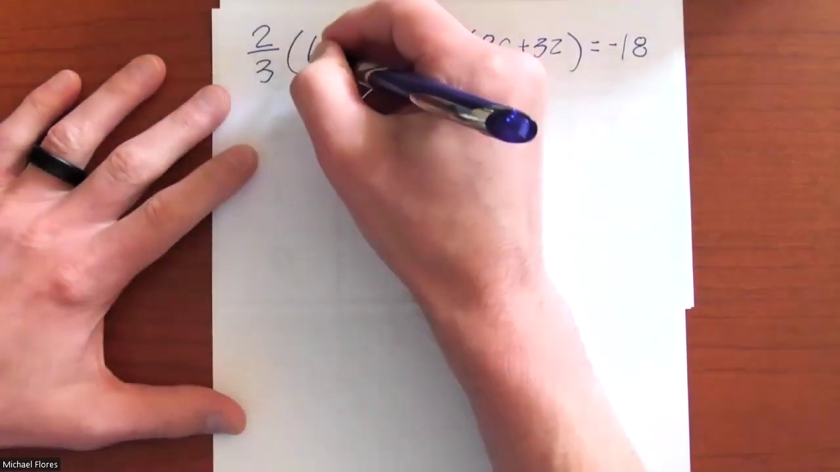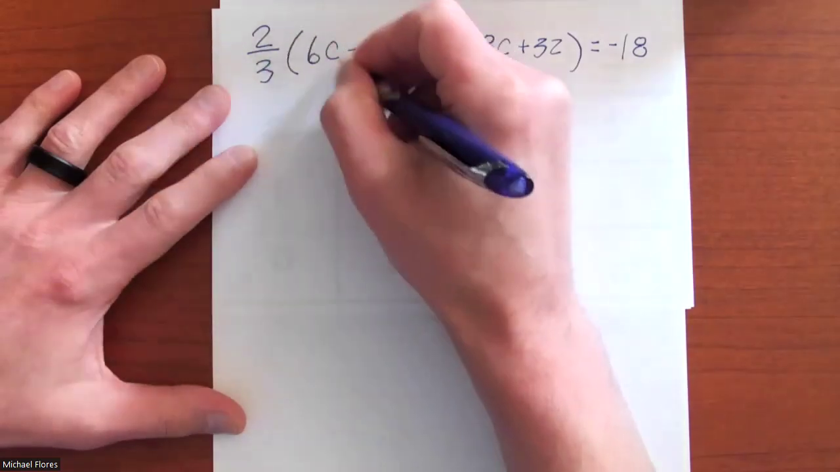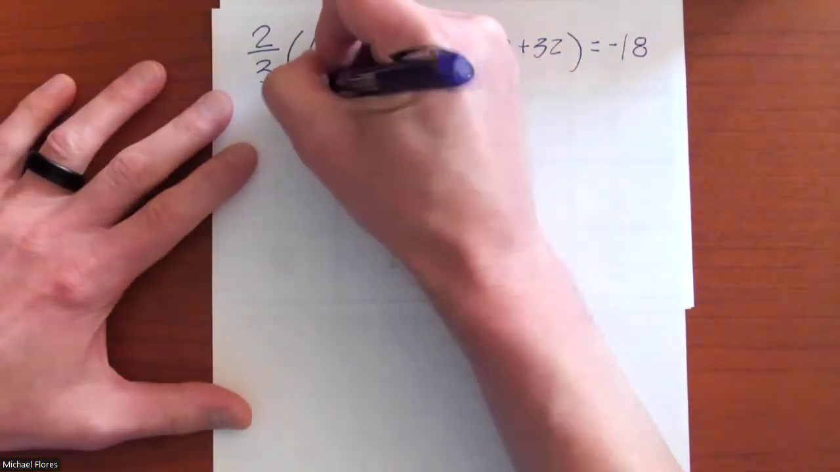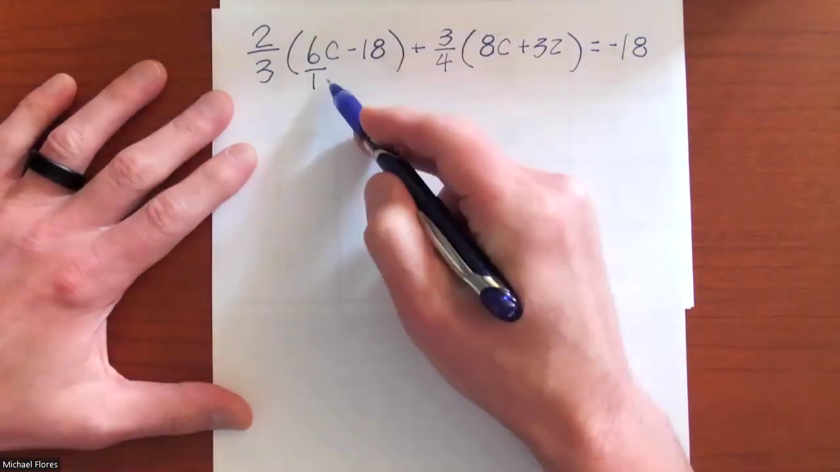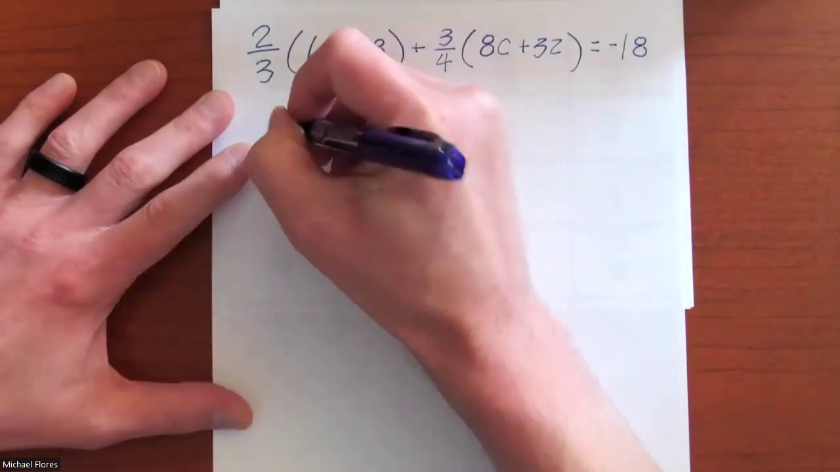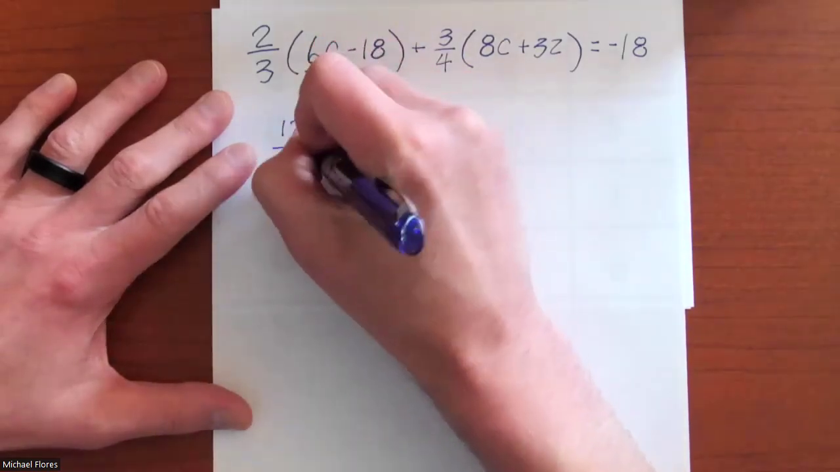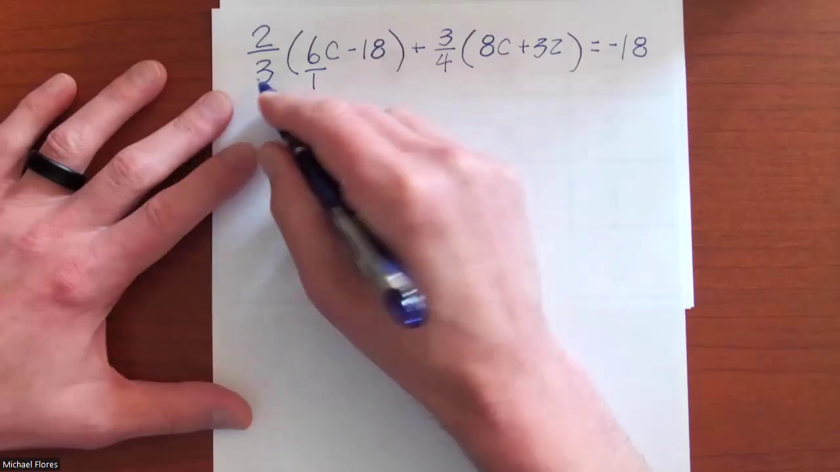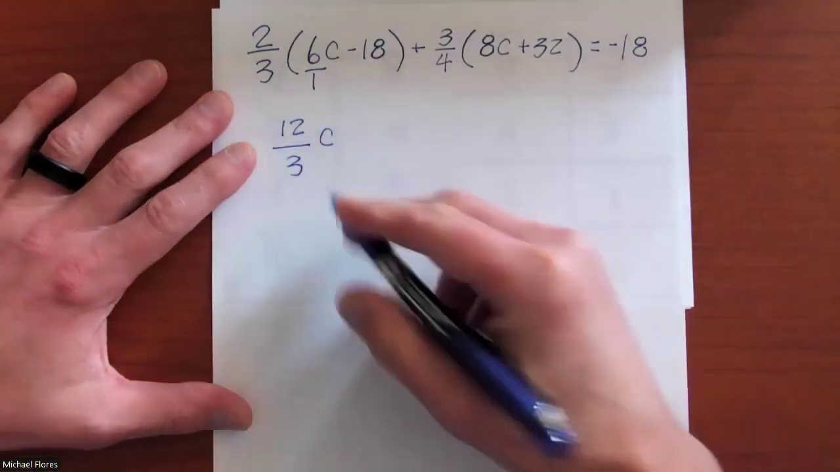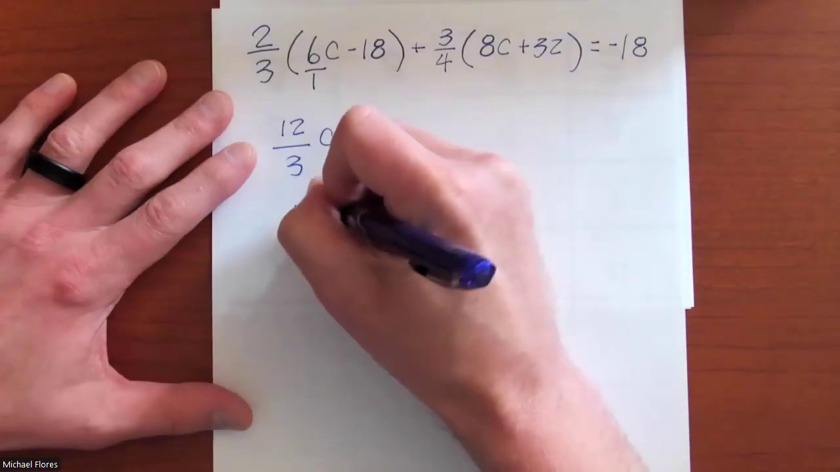If you're ever going to multiply a fraction with a whole number and you don't really know how to do that, here's what you can do. You can put that whole number over 1. Now watch this. I'm going to multiply numerator times numerator. 2 times 6 is 12, over, now denominator times denominator, 3 times 1 is 3. Don't forget the c. And 12 divided by 3 is 4c.